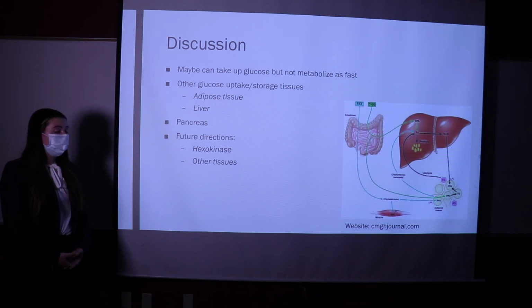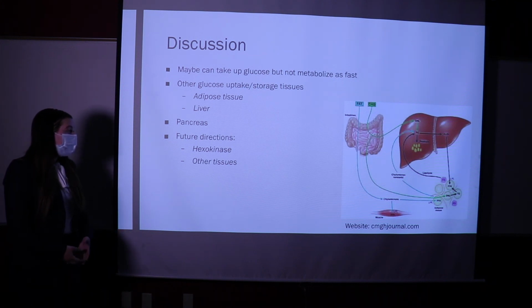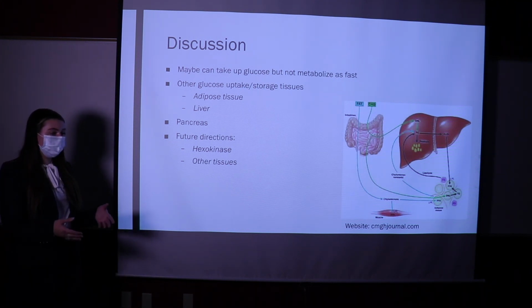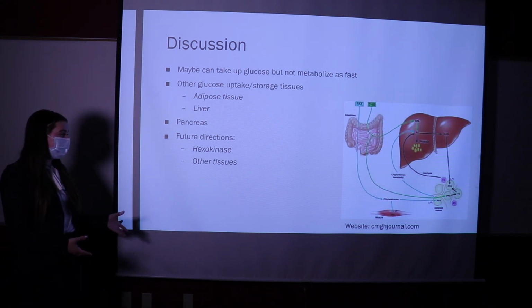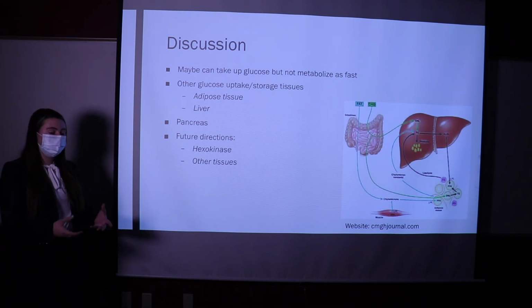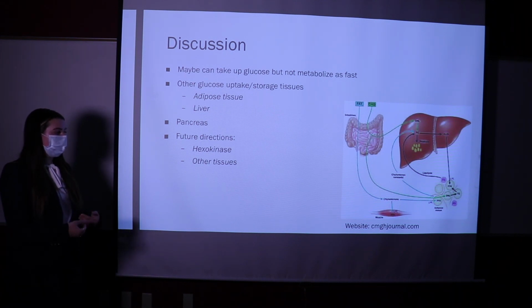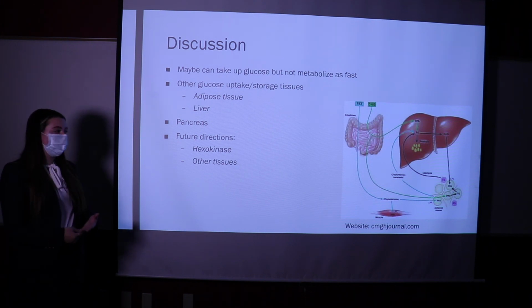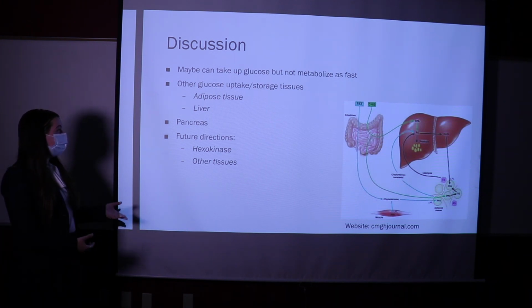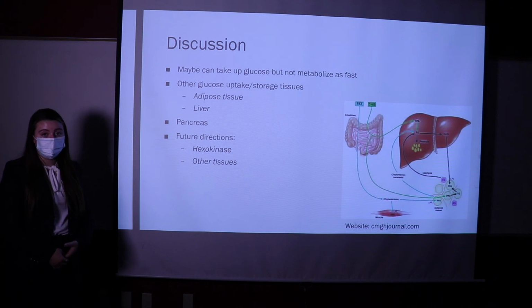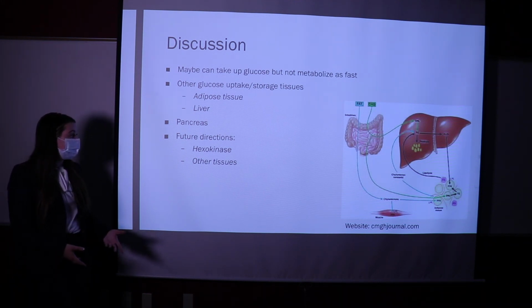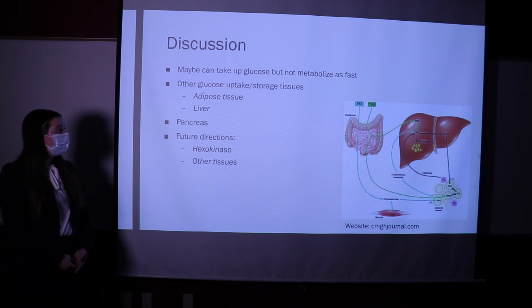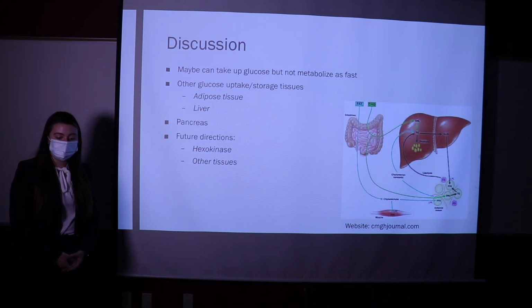Possibly, future directions of this could be to measure hexokinase. As previously shown, glucose is transformed into glucose 6-phosphate by hexokinase when glucose is entering the cell, to trap glucose into the cell and also to create the concentration gradient to keep glucose being taken up within the cell. So this would be an indirect measurement. In theory, higher levels of hexokinase would mean higher levels of glucose uptake. Or other tissues could be studied as well. Adipose tissue or liver tissue or pancreas could be tested, or we could lengthen the time of our study to determine more long-term effects of this.